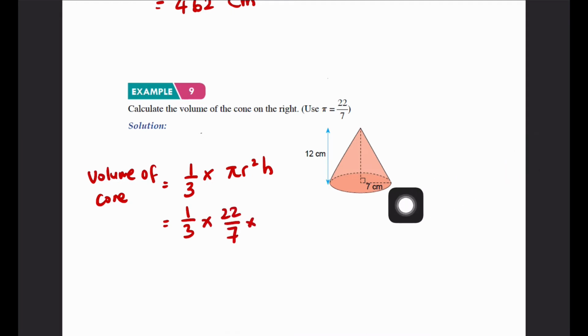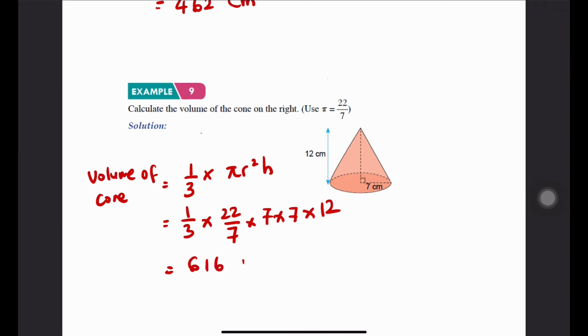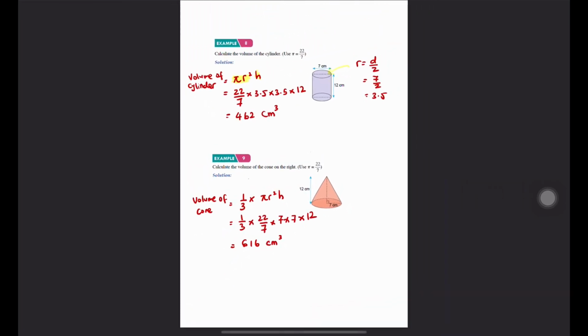Next, 1/3 times pi, which is 22/7. Our radius is given over here, no need to divide because this is the radius. 7 times 7 times the height, which is 12. So press your calculator, and your final answer is 616 centimeter cube.